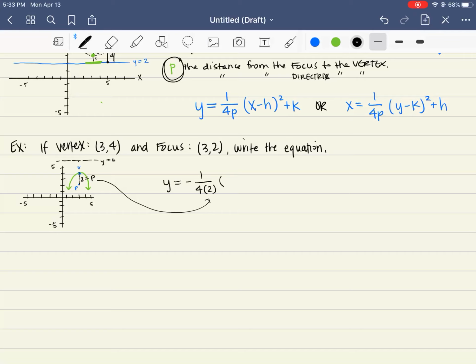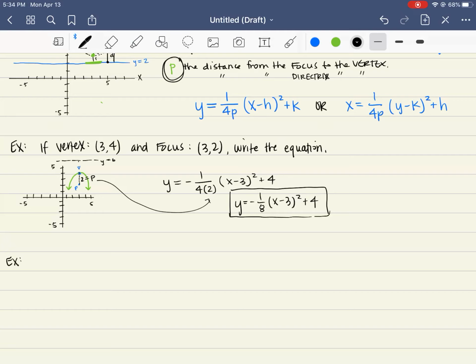So you're using that vertex up there. The vertex is going to be h minus 3 squared plus 4. Okay, and then we'd probably simplify that, so we'd write y equals negative 1/8 (x minus 3) squared plus 4. So that would be the equation whose vertex is at (3, 4) and has a focus of (3, 2).